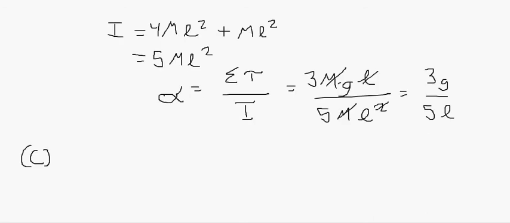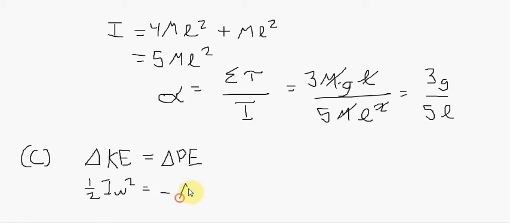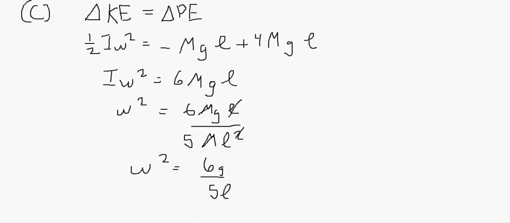For this part, it is probably best to use conservation of energy. So we can say that the kinetic energy at the bottom is equal to the change in the potential energy from the top. So 1/2 I omega squared will be the kinetic energy. The potential energy will be slightly different because one of the blocks went up. That will actually be the top mass is negative mgL, while the bottom mass is going to be 4mgL. This is the change in height, as you can see. Simplifying, omega squared equals 6g over 5L. Therefore, omega equals the square root of that, or square root of 6g over 5L.